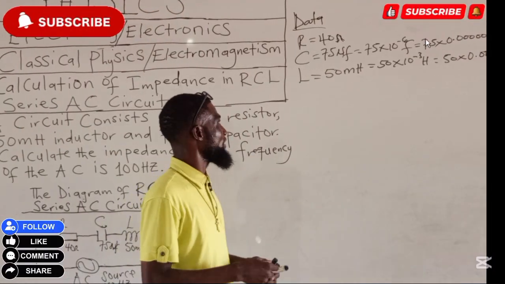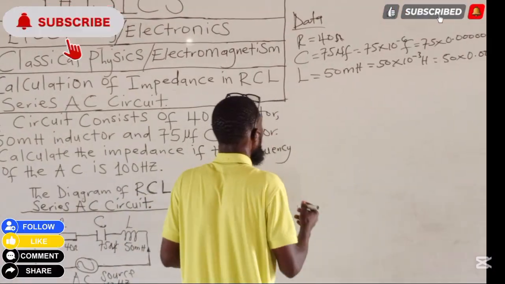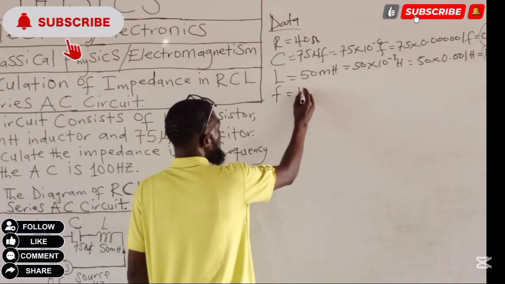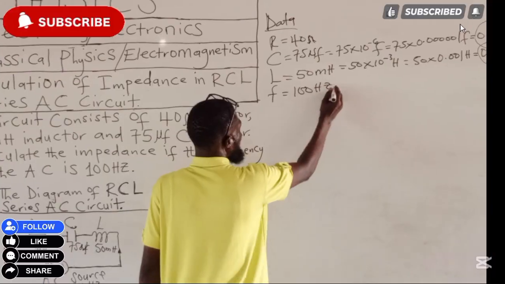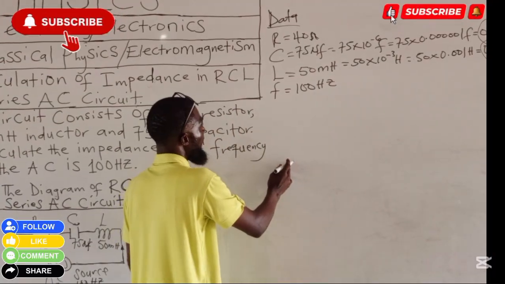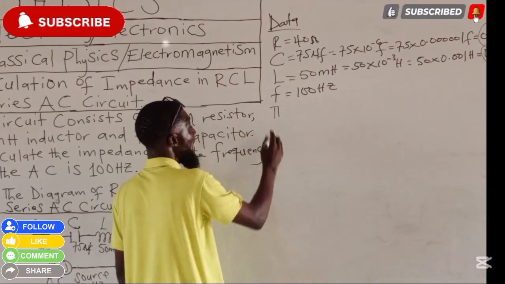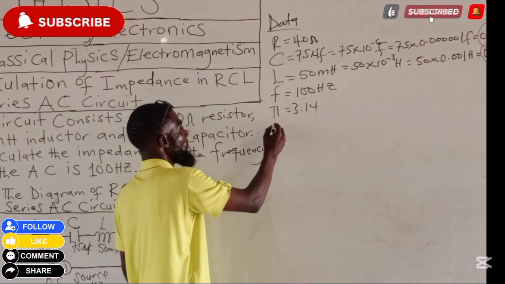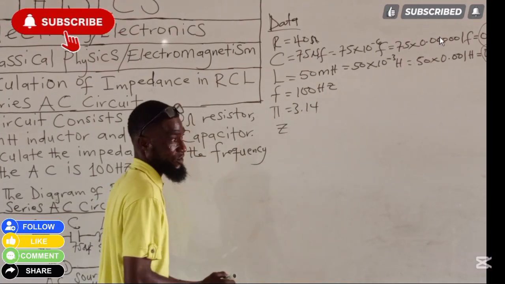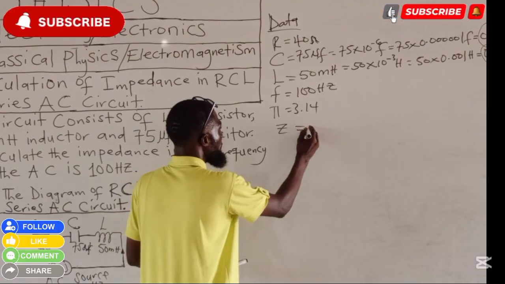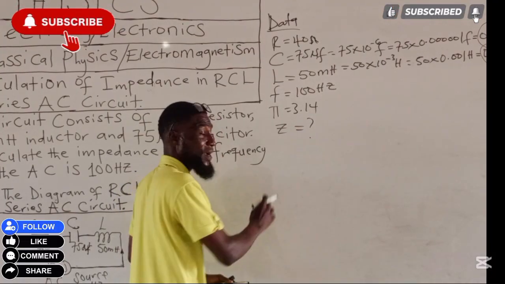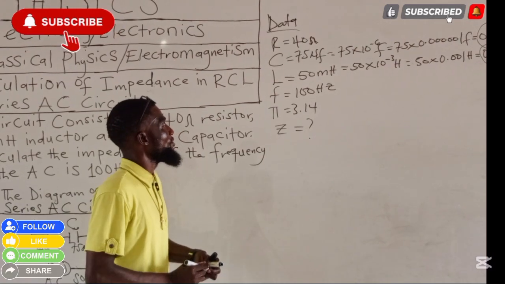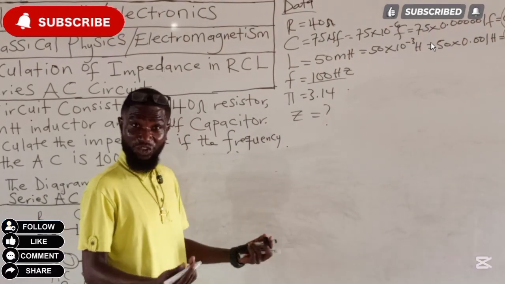On this note, ladies and gentlemen, we also have our frequency, which is F, equal to 100 Hz. And we also have pi, and we'll be using pi equal to 3.14. Automatically we'll be finding the impedance, which is Z. So Z will be equal to question mark, which is the impedance. On this note, ladies and gentlemen, we'll be looking at our problem to solve.